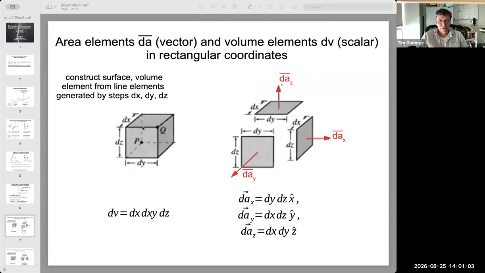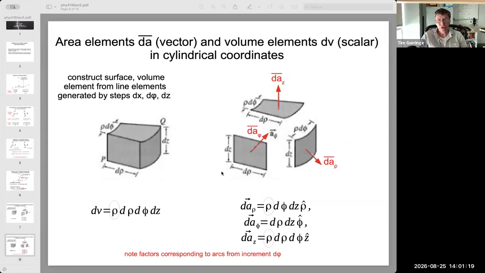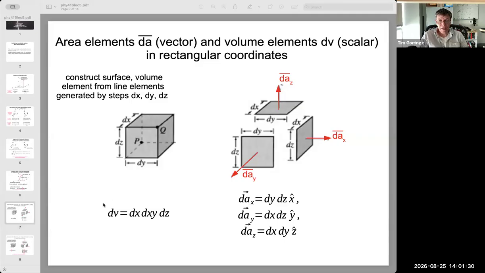On the next couple of slides, I've got a reminder of surface and volume elements in rectangular coordinates. We just looked at line elements, the dx, the dy, the dz. So that's a reminder. Then I've got the volume elements and surface elements in cylindrical coordinates. So this is the introduction here. But just to remind us, on the last slide we said that if we want to sweep out line elements in rectangular coordinates, we take steps dx, dy, dz.